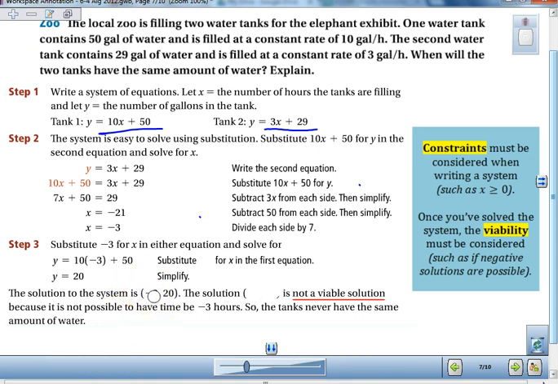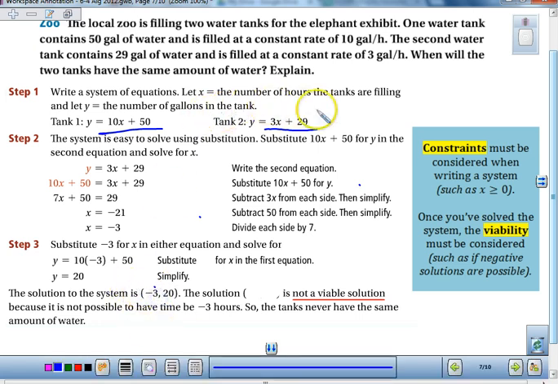Now remember, what was our x? Our x was the number of hours it takes to fill the tank. So the question is about this solution, the constraint. Considering when we're writing it, in this case, x has to be greater than or equal to 0. Remember, we can't have negative hours. We can't go hours before. So once you've solved, the question is, is it viable? Such as, is it negative or not?